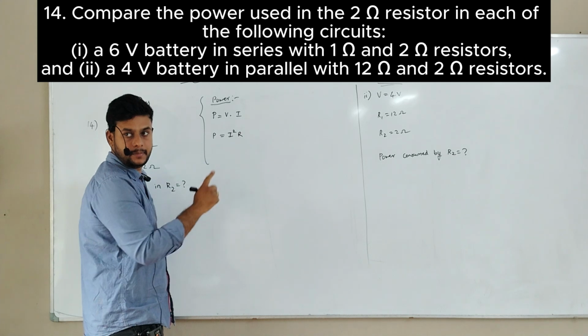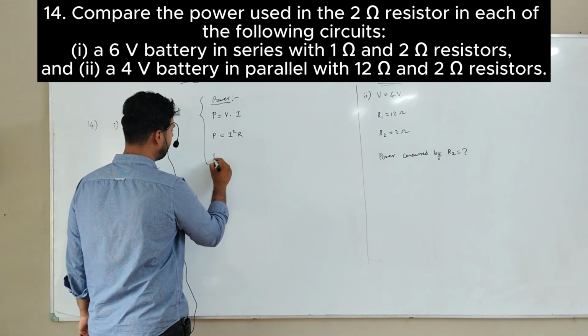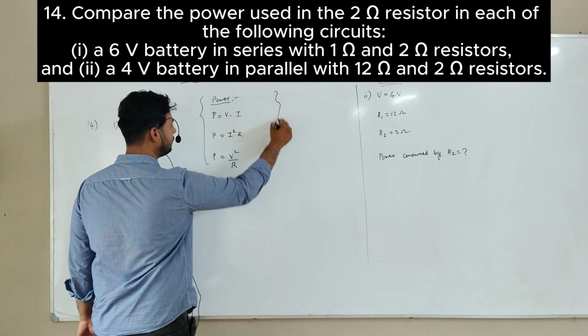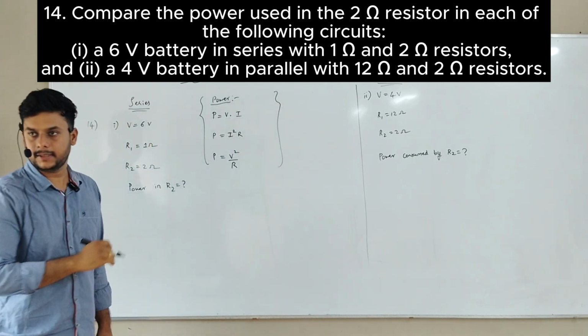Power is equal to I square R. Second formula, third formula, power is equal to V square by R. These are the 3 power formulas you have.